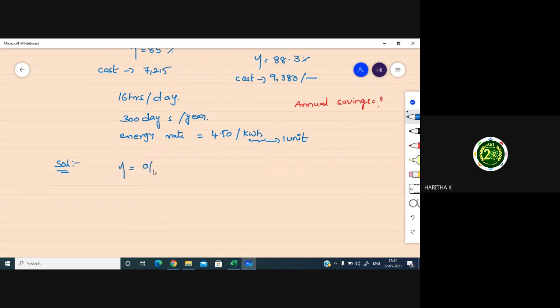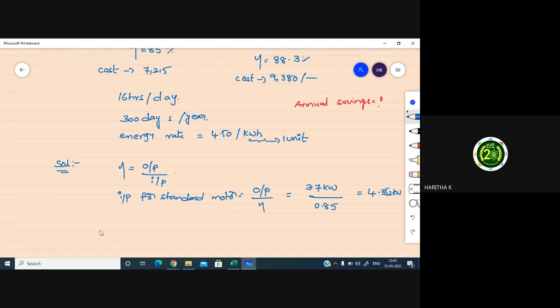Efficiency means, we know the formula, it is output by input. So let's calculate the input for the standard motor and input for the energy efficient motor. Input for standard motor is equal to output by efficiency. What is the output of the standard motor? 3.7 kilowatts. And what is the efficiency of the standard motor? 85%. So that is 0.85. Then the input is 4.352 kilowatts. If you calculate this, you will get 4.352 kilowatts. That is the input for the standard motor.